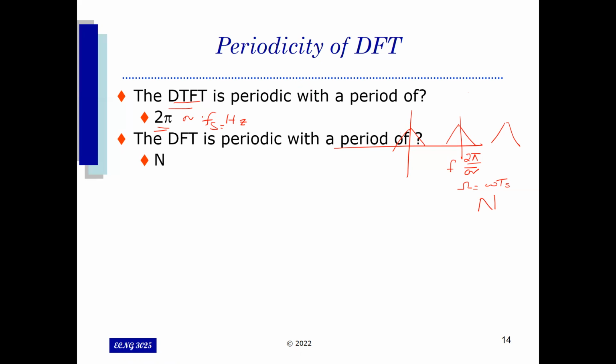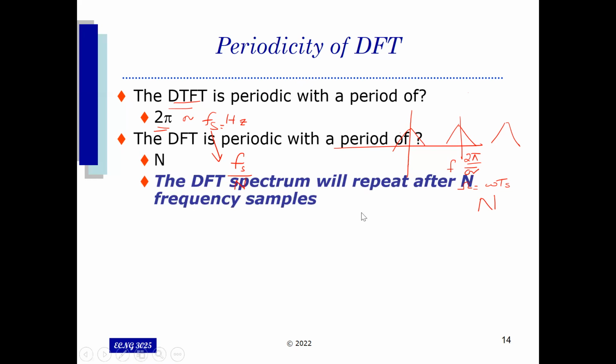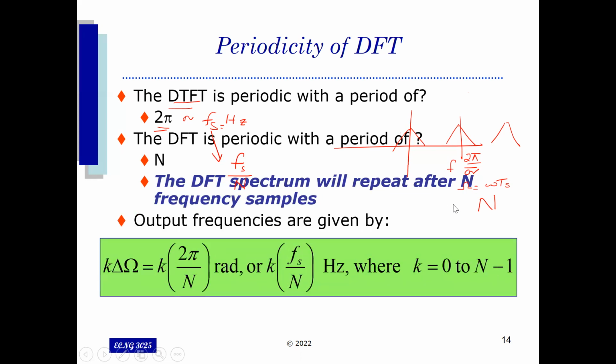What we did is that we have taken Fs and we have Fs over N, if you like. That was the assumption that we've made. Just like we took 2 pi and divided it up into N bits, same thing, we have divided up the output into bits and pieces of Fs. So the spectrum will repeat itself after N frequency samples. And the output frequencies are given by multiples of Fs over N. Make sense?